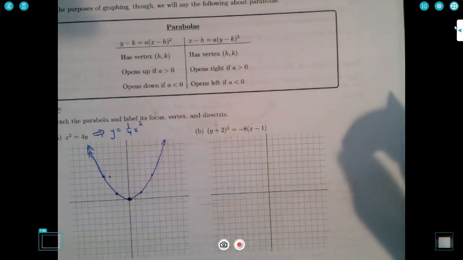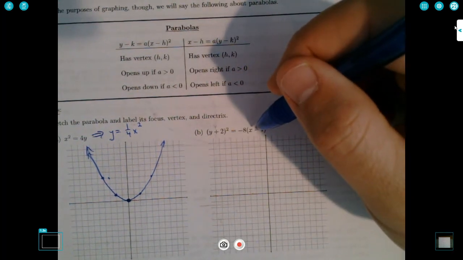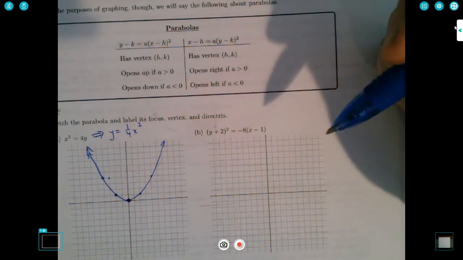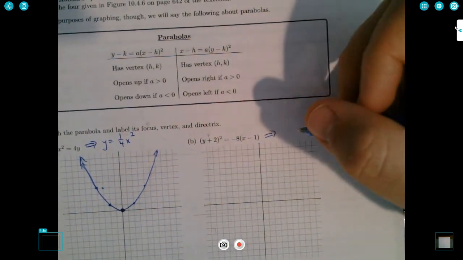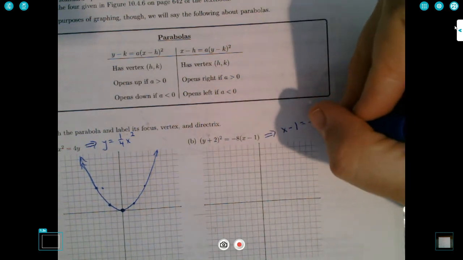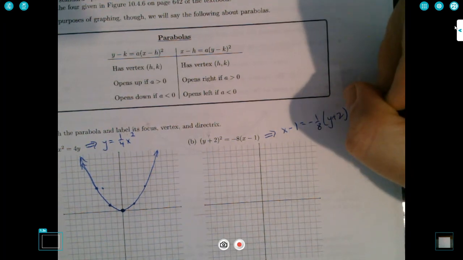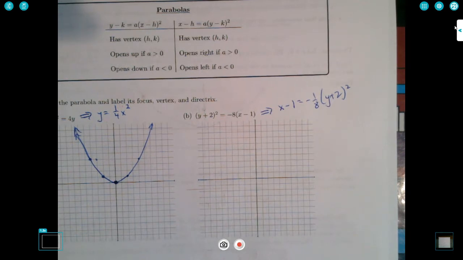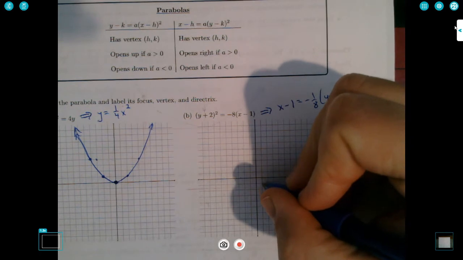Okay, this one. This one looks like a y squared equals x type of thing, or in other words, it's like an x equals y squared type of thing. If I rearrange this a little bit, I can get it to look like x minus 1 equals negative 1/8 times y plus 2 squared. So the vertex is going to be at (1, -2).